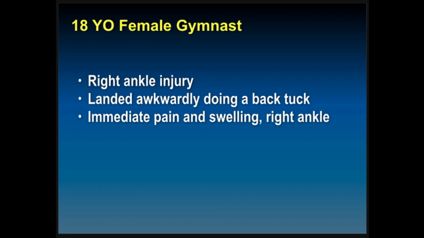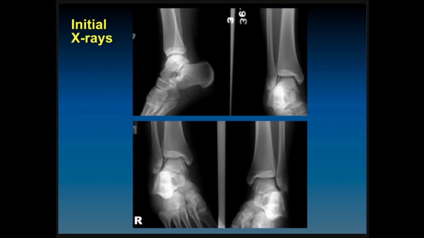This is a case of an 18-year-old female gymnast. She injured her right ankle, landed awkwardly doing a back tuck, immediate pain and swelling. Here are her initial X-rays. So get an AP, mortise, and lateral view. Don't really see much on the lateral view. You can see an osteochondral injury to the talus laterally in this view that you can't see very well on this, as well on this view. And this is her comparison view here. So this is an acute talus fracture, not osteochondritis dissecans.